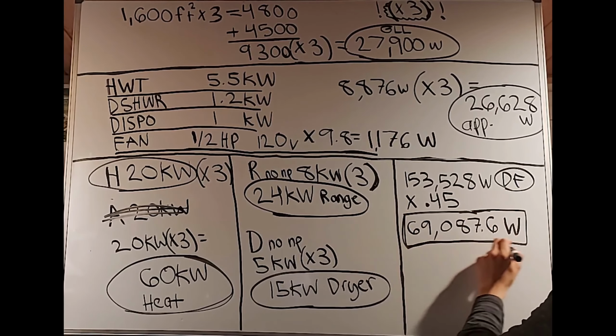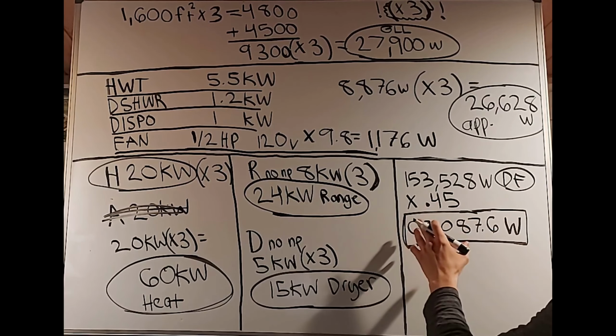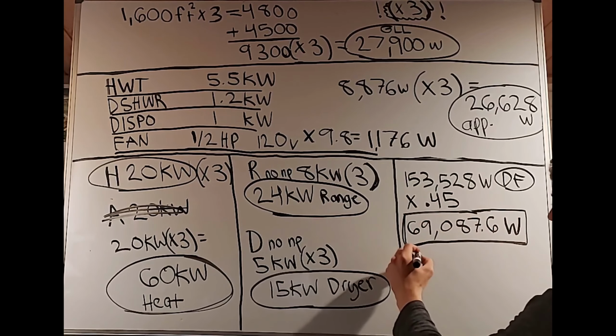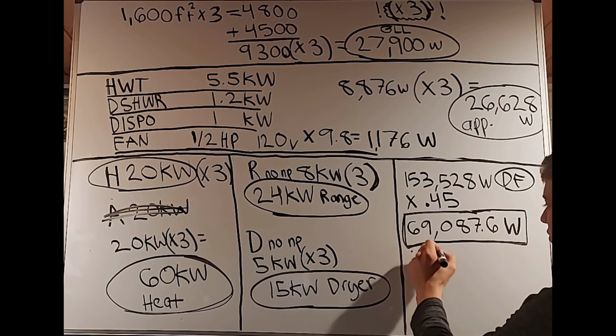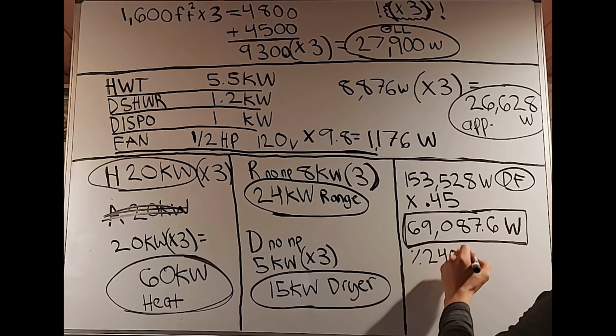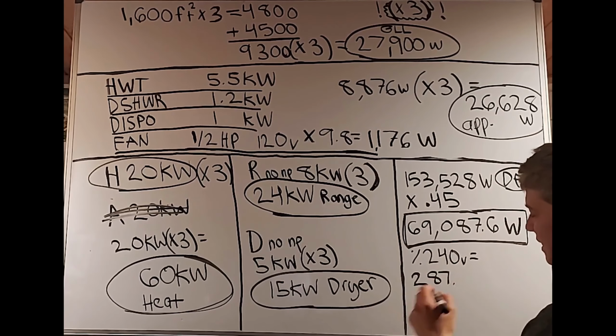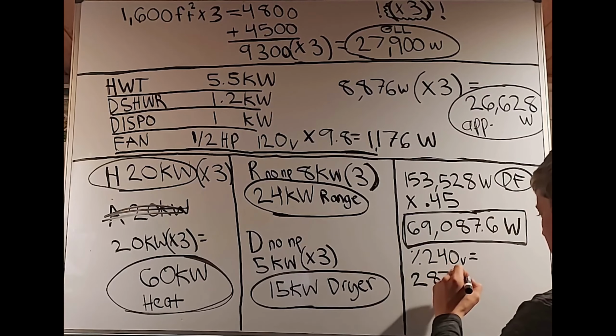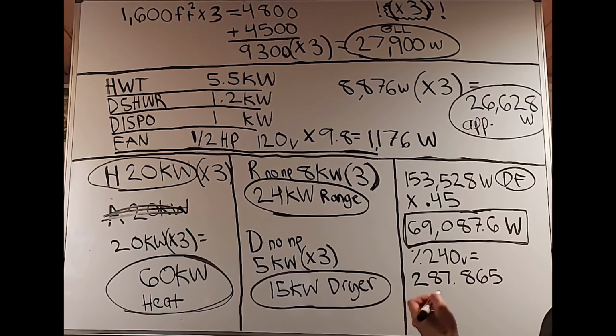Okay, so I'm going to keep that number how it is. But we do have our demand factors already. So from there, what we can do is divide by the 240 to get the amps. Of course, that's 240 volts. This is going to give us 287.865. Now, this is in amps.